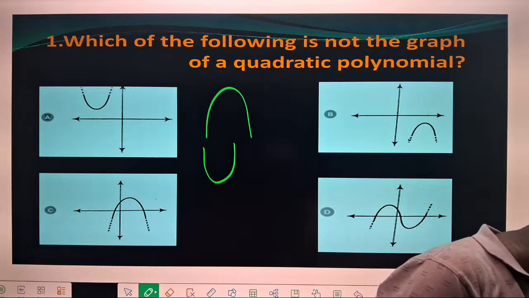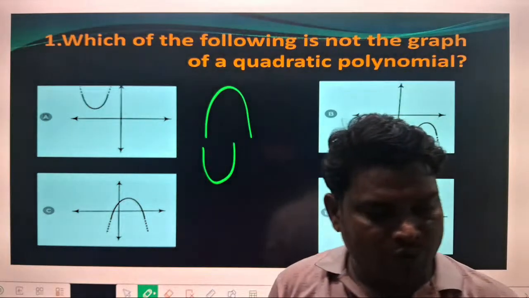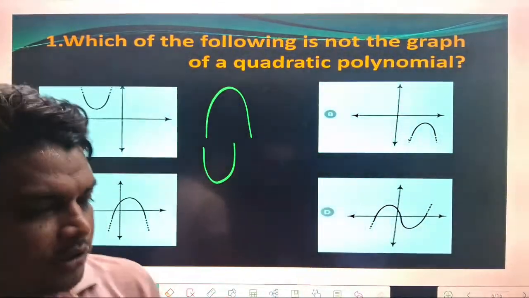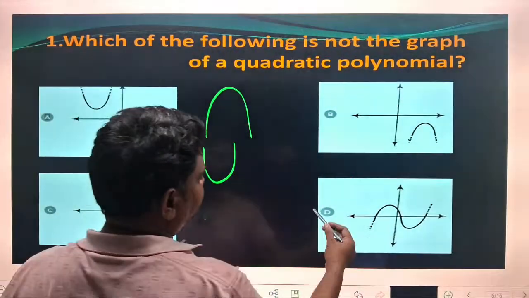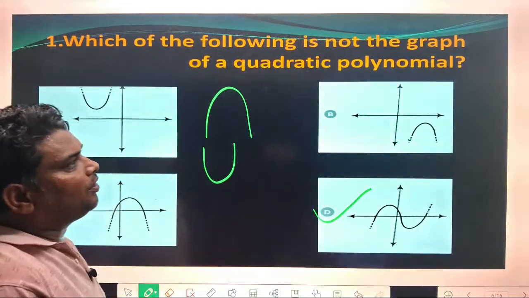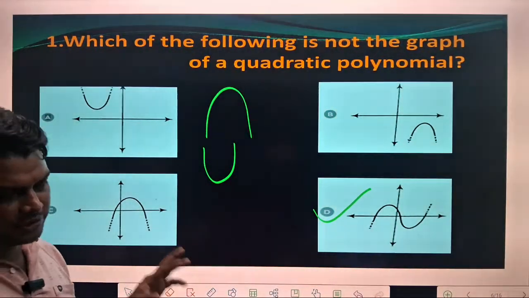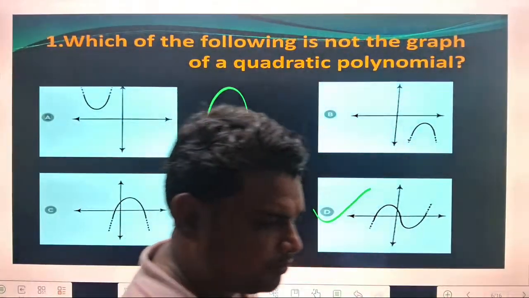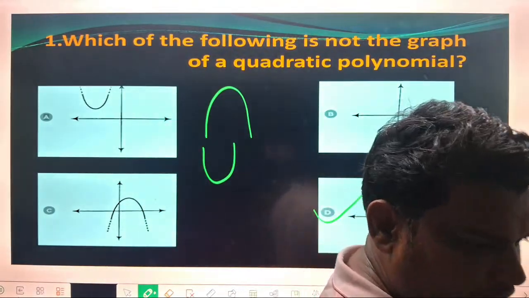The correct answer is D. D is not a graph of a quadratic polynomial.